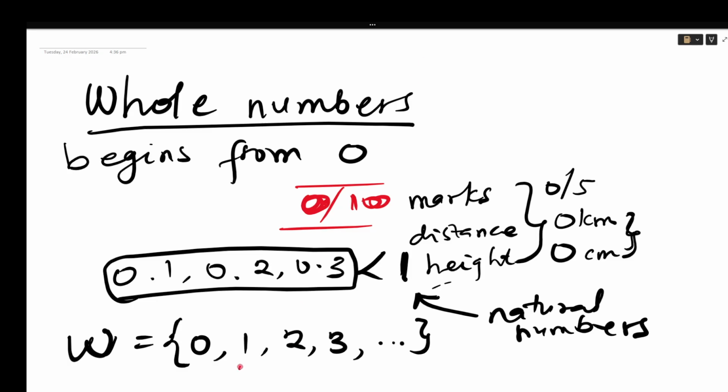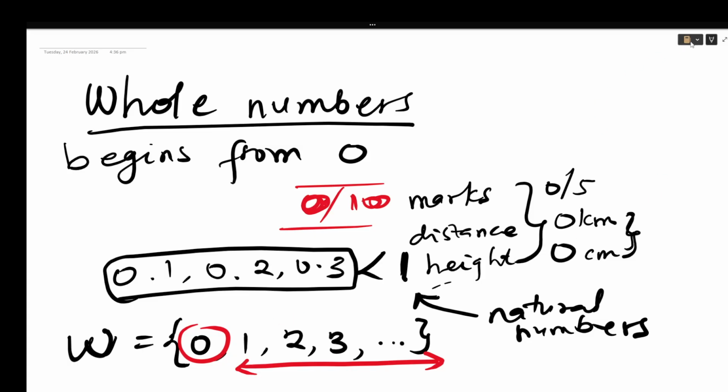As we can see, we can find our natural numbers in here, just with an addition of what? 0. So when you have our natural numbers plus 0, we have our whole numbers. That is the relationship between whole numbers and natural numbers. I believe this is clear.